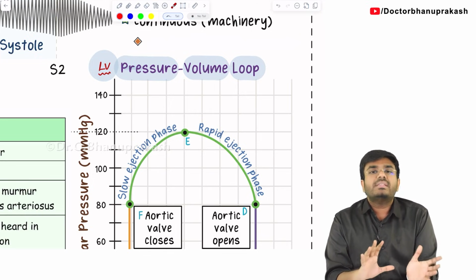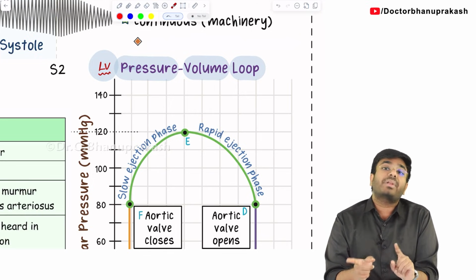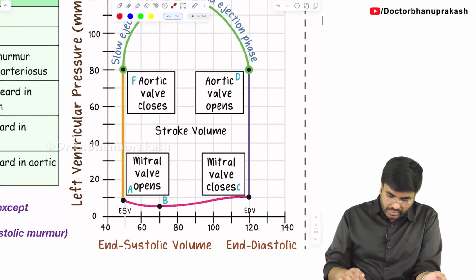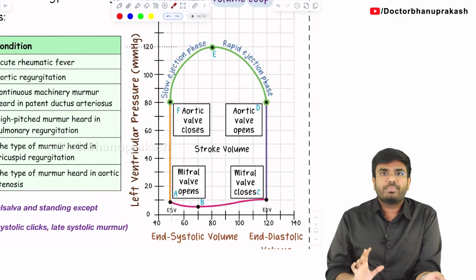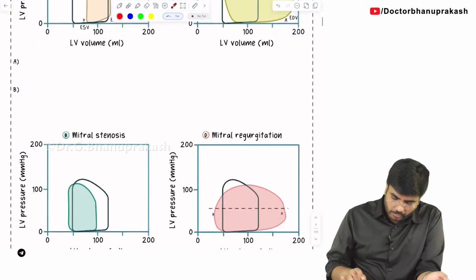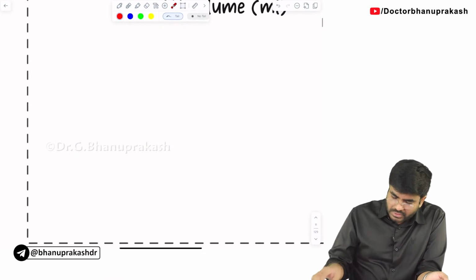Now we are going to discuss both the volume changes as well as the pressure changes in a graphical format. So that's the left ventricular pressure volume loop. Now, how to understand this left ventricular pressure volume loop? Let me make a diagram so it will be easy.